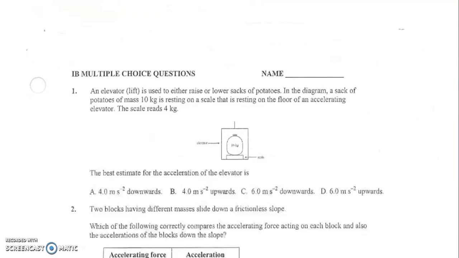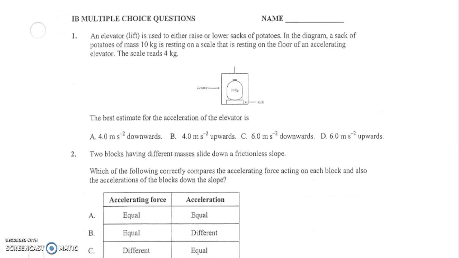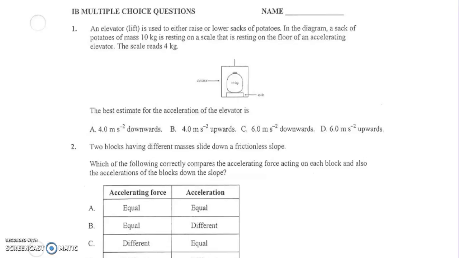All right. The next one we're looking at, this is starting the multiple choice section. I'll probably do the first page here and then pick up the rest on the next video. So an elevator is used to raise or lower sacks of potatoes. In the diagram, a sack of potatoes mass 10 kilograms at rest, and then it's accelerating. The scale reads 4 kilograms. So what I know is that the scale reads a mass of 4, so it reads mg. Okay, so it's 4 kilograms times 9.8. I'm just going to write it as 4g. But normally, when it's not accelerating, it's 10 kilograms. So 10 kilograms times g.